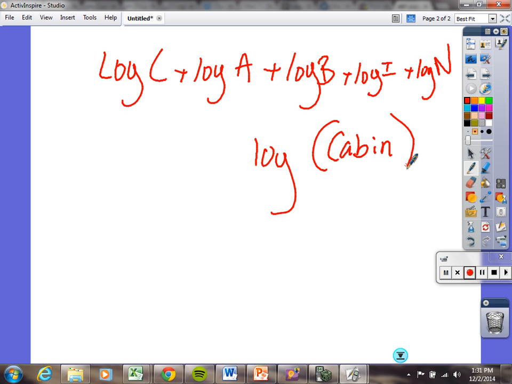Okay, and this is one of the rules in logarithms. Let me explain where this comes from. Let me ask you guys this. If I said x squared times x to the third, what happens? X to the power of 6? Nope. X to the fifth.